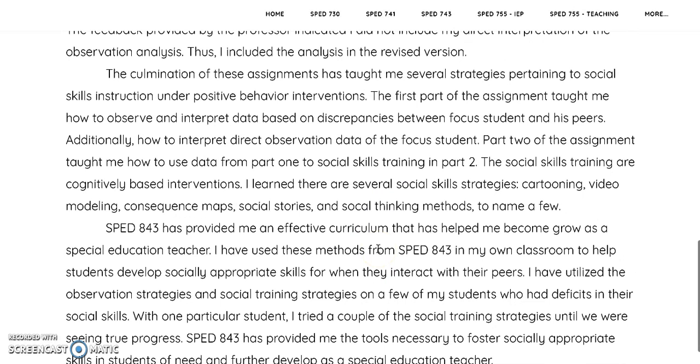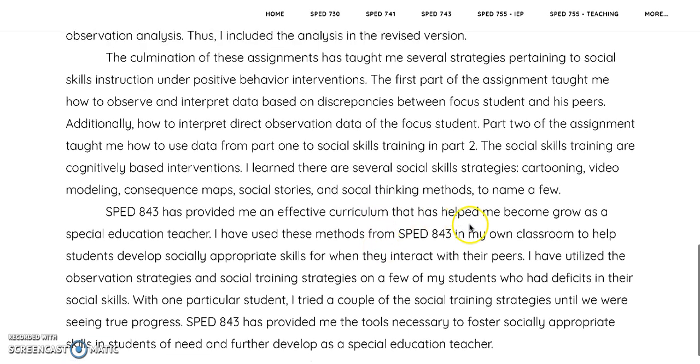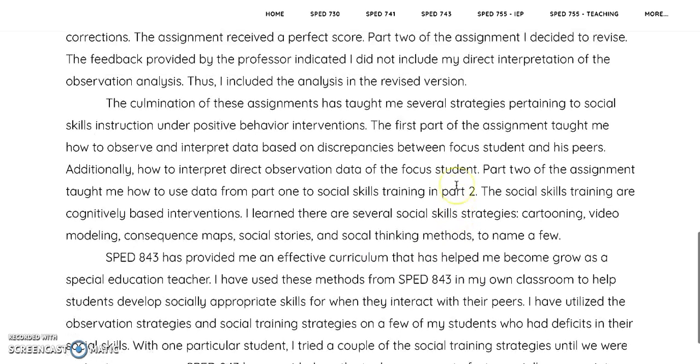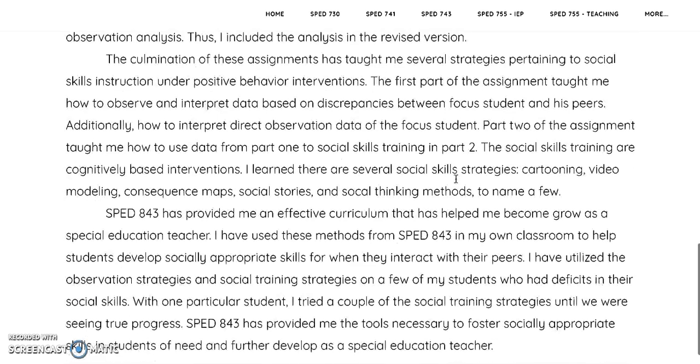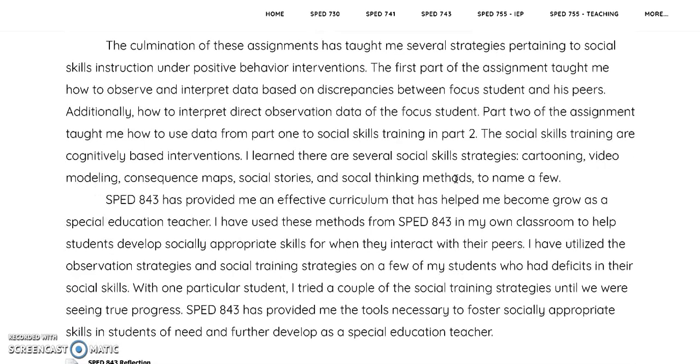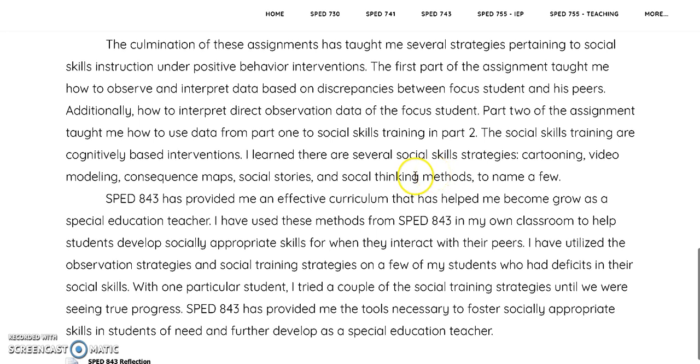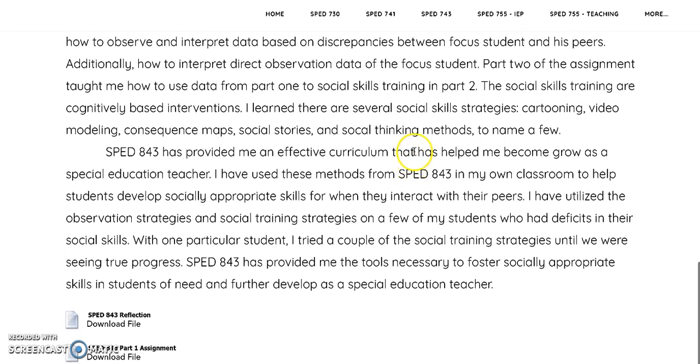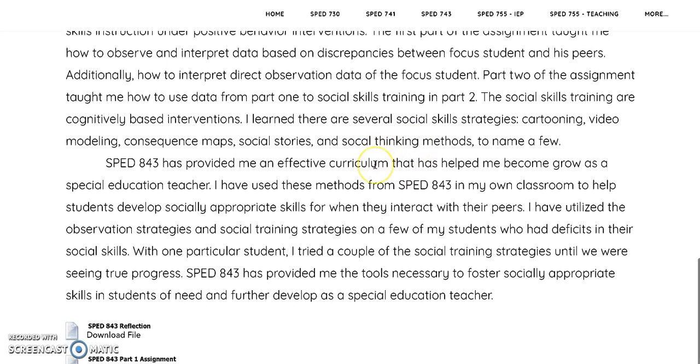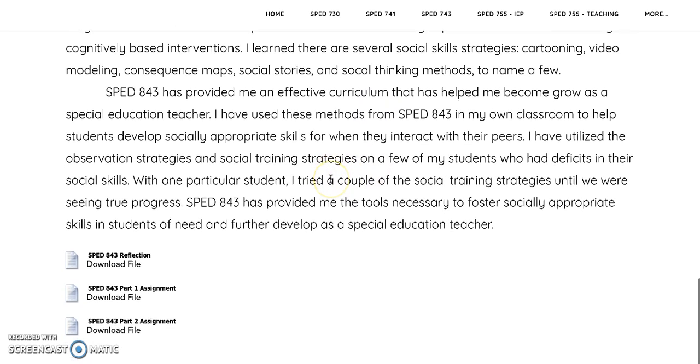This particular assignment, I did need revision for part two because I did not provide a complete analysis in my part two. So I had to go back and complete part two of my analysis with the interventions. Now, for this reflection, I wrote in the subjective form. So pretty much I was providing my own feelings or opinions about the assignment at hand.